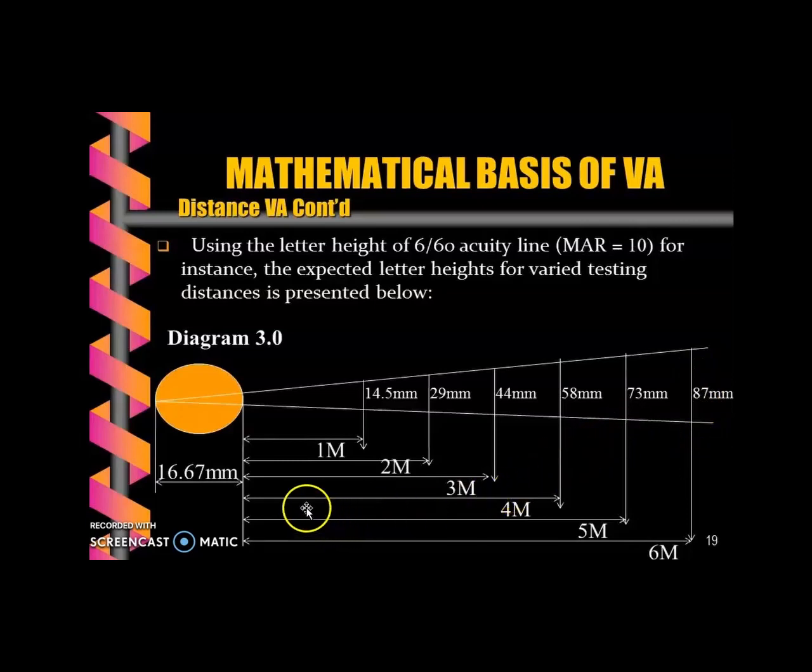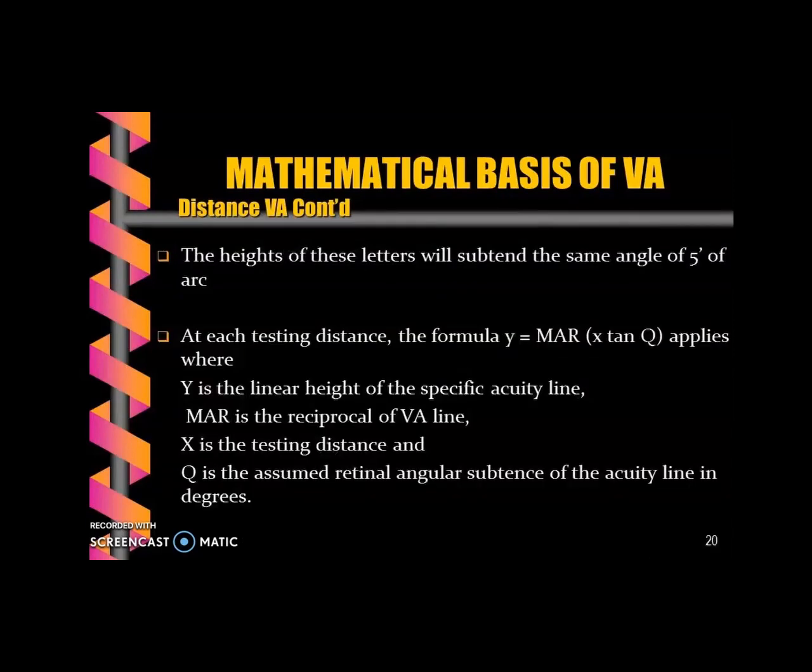Okay, then at 4 meters testing distance, what will be the object height at which this principle holds true? It will have to be 58 millimeters high, and at 3 meters it has to be 44 millimeters, and so on and so forth. At 1 meter it has to be 40.5 millimeters high. So you can see we can actually vary the testing distances and then still get the same results.